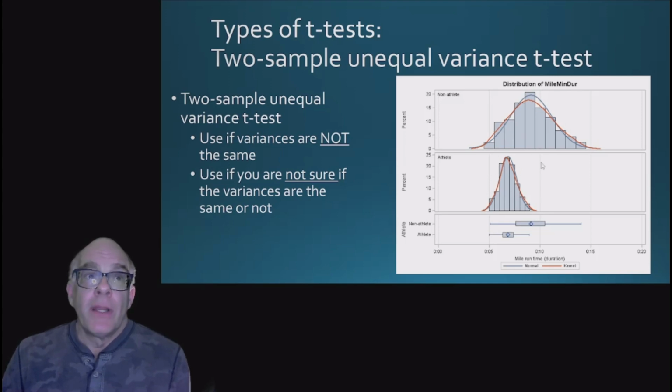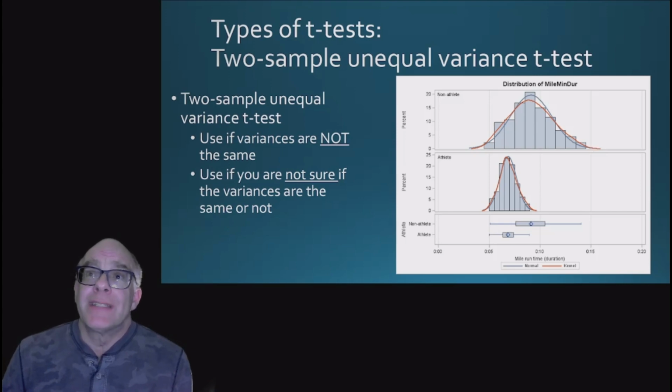Now, the slide I've got up here is looking at the amount of time it takes to do a 1 mile run. Athletes that are conditioned are probably going to have much less variation in their times, where non-athletes with variable levels of endurance and training and preparedness to run a mile are going to have a much greater variance. And so you're going to run a two-sample unequal variance test if the variances are not the same, or if you're not sure if the variances are going to be the same or not.